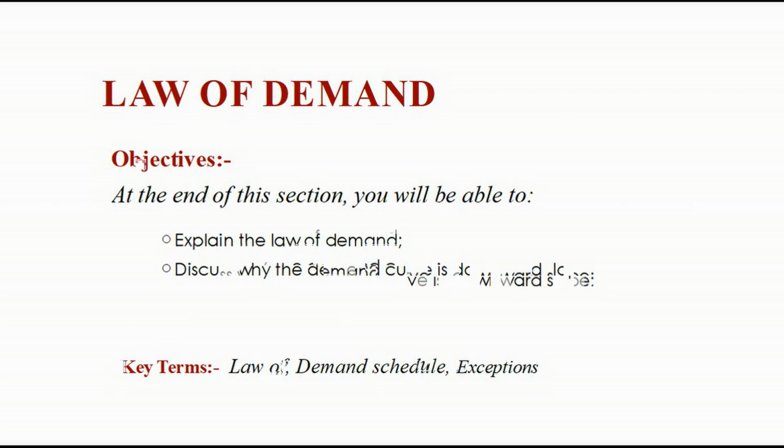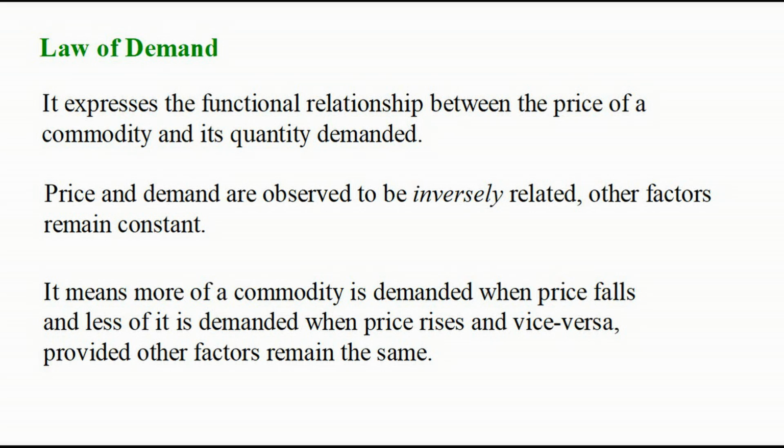Law of demand. The law of demand expresses the functional relationship between the price of a commodity and its quantity demanded. Price and quantity demanded are inversely related, assuming that other factors remain constant. Other factors mean factors other than price: income of consumer, taste and preference, price of substitute goods, price of complementary goods. All these factors will remain constant, and the relation between the price of the commodity itself and the quantity demanded is inverse.